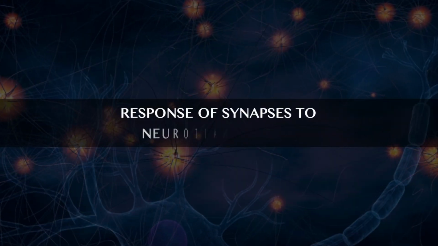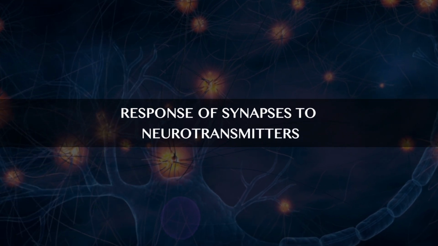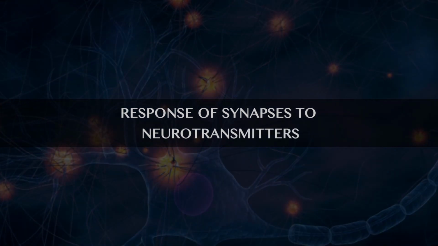Next is response of synapses to neurotransmitters. Neurotransmitters can produce excitatory or inhibitory response in a postsynaptic cell. When a neurotransmitter binds to an excitatory receptor on a postsynaptic cell, it may open sodium ion or both sodium ion and potassium ion channels, leading to depolarization of the postsynaptic membrane and generation of action potential.